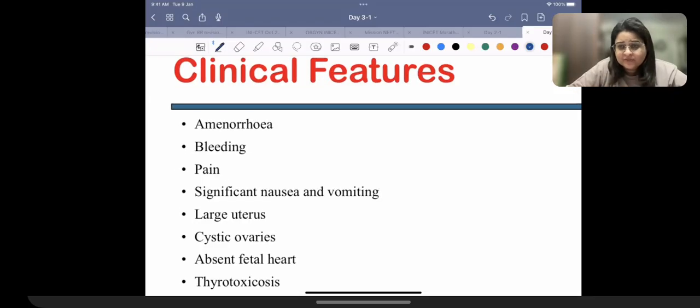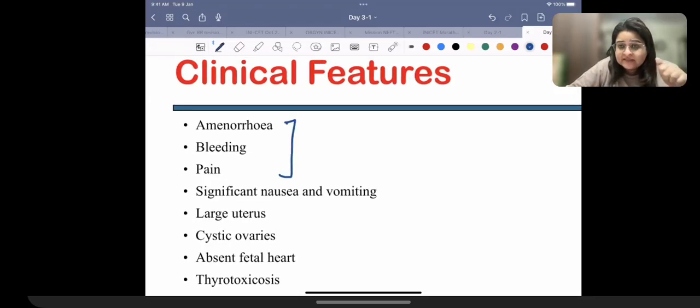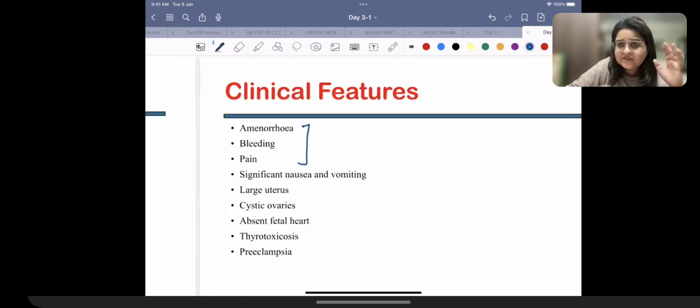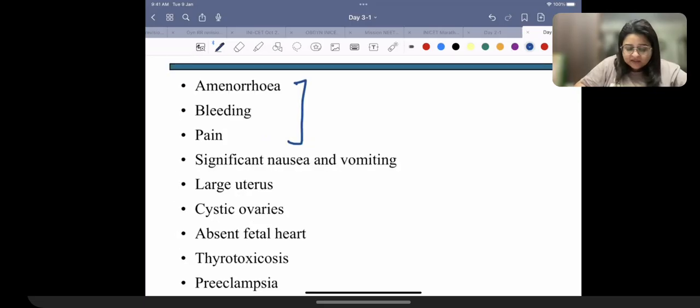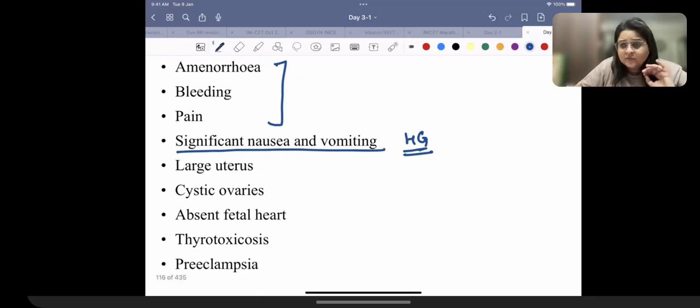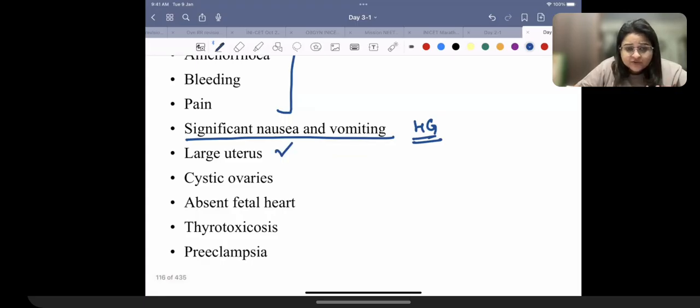What is more important is how the patient will present. Same thing: delayed periods, bleeding and pain, like in ectopic pregnancy and abortion. So bleeding in the first trimester especially, or bleeding at less than 20 weeks, always think of abortion, ectopic, or molar pregnancy. Along with that, significant nausea and vomiting. Hyperemesis gravidarum is typically associated with molar pregnancy. Large uterus, bilateral cystic ovaries, no fetal heart on auscultation, especially if the patient presents later in pregnancy.